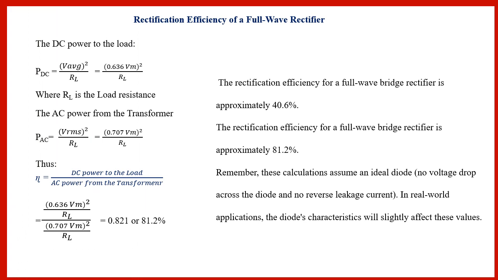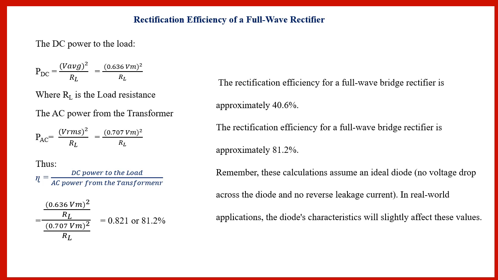In this module, we are starting with the rectification efficiency of a rectifier. What is the rectification efficiency? Efficiency of a rectifier is defined as the ratio of the output DC power to the input AC power, which is given by the symbol beta. So if you calculate the DC power to the load and the AC power from the transformer, you can calculate the efficiency of a rectifier.